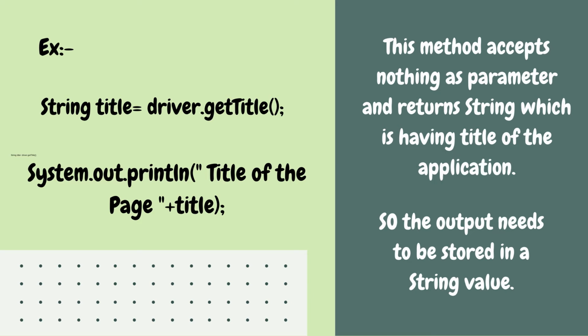In the first statement, we have initialized a variable title of string type, and using driver object along with getTitle, we are fetching the title of the application and storing it in the title variable. In the second statement, we are just printing the title of the page.